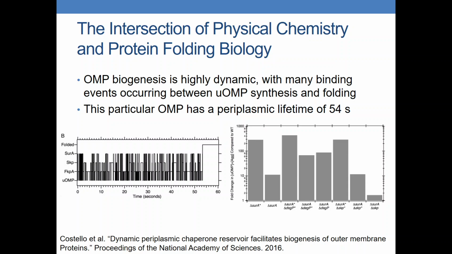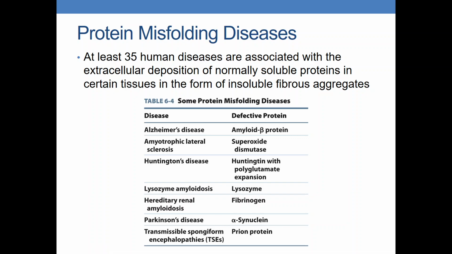So think about the strength of this if you were to go into human systems where you start to talk about aggregate formation leading to human disease. Perhaps you could use an approach like this to model the actual events that are taking place that lead to different types of human disease. The diseases that you might be interested in are summarized here. There are at least 35 different human diseases that are associated with the extracellular deposition of what would normally be soluble proteins to form insoluble fibrous aggregates.